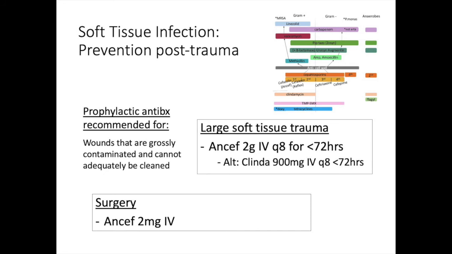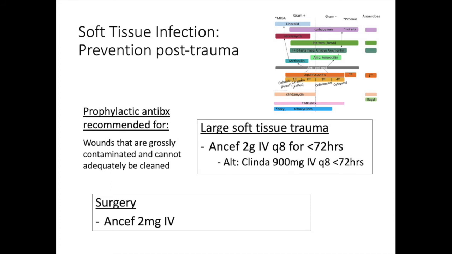The main thing that you want to do, though, is clean that wound well when you're going to sew it up. Now, if you do have a large soft tissue trauma where you do want to give antibiotics, the go-to for that one is generally going to be Ancef or your cefazolin, that first generation cephalosporin.